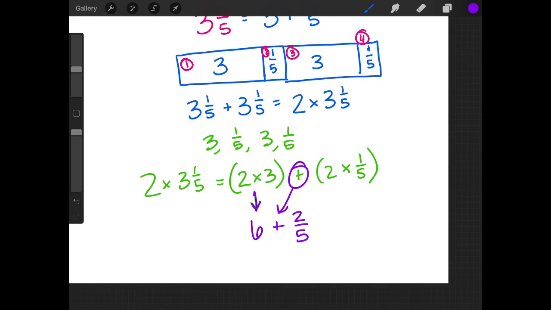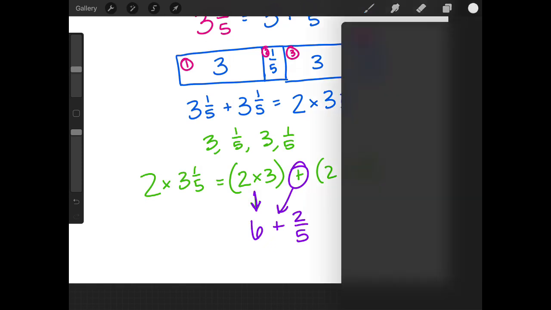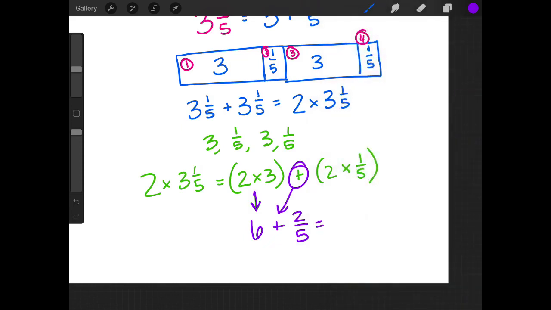So now, these are my parts. My parts are 6 and 2 5ths. And when I add them together, I end up with, let's pick a good color here, I end up with 6 and 2 5ths.